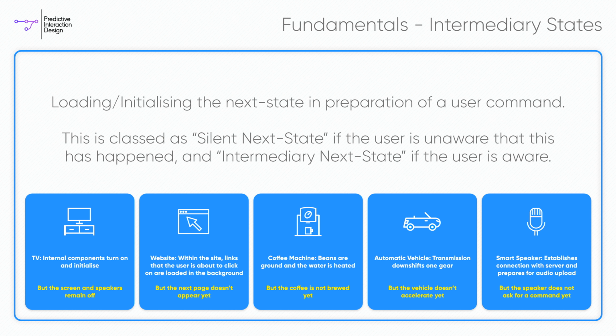In the final example here, we have a smart speaker. So this is an Alexa, I won't say the names to trigger anyone's speakers, or a Google Nest, or an Apple HomePod, for example. So in this situation, if the speaker predicts that a user is going to ask it something, it can establish a connection with the server and prepare for audio upload and run all of the processes in preparation for an interaction. But most importantly, the speaker does not respond or ask for a command or have any indication to the user that system changes have been made. This, again, is silent next state.